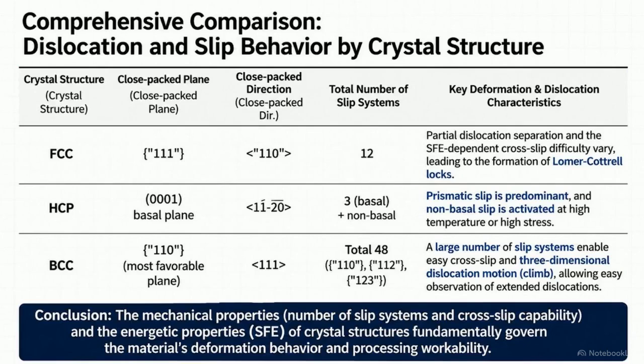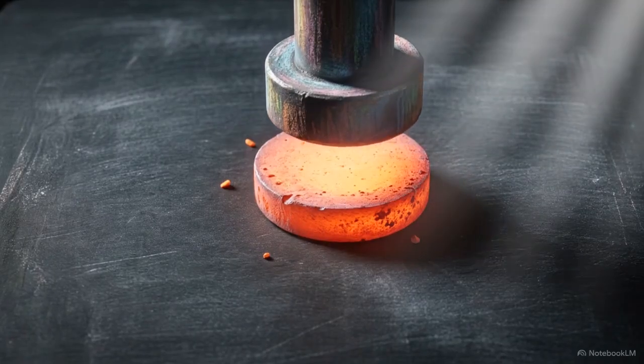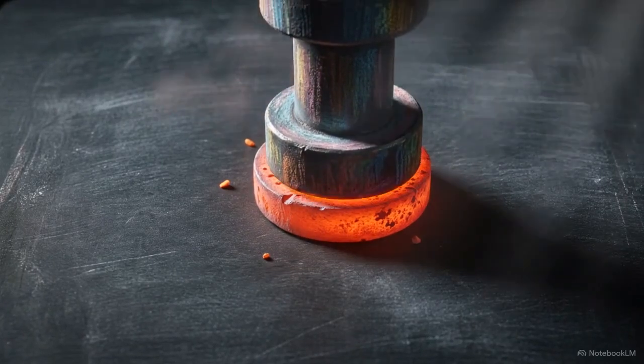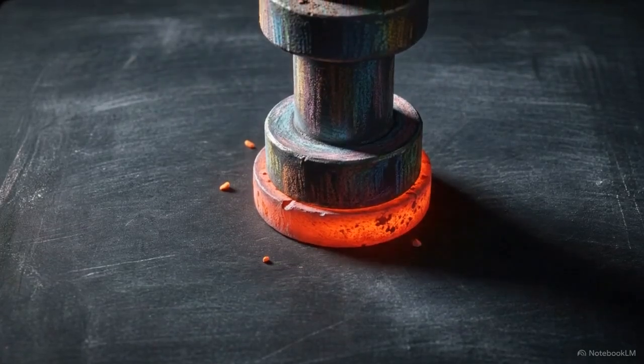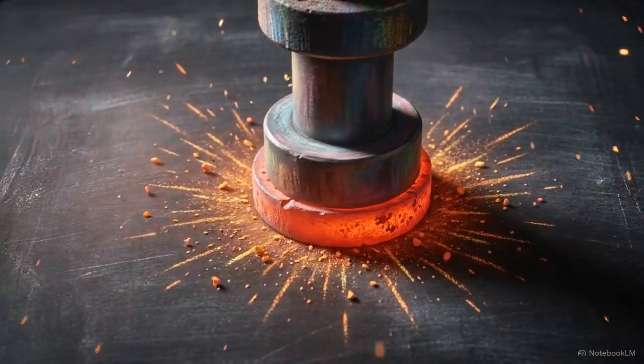The FCC row identifies a structure with high slip capability, heavily regulated by SFE and immobile locks. These rows contrast HCP's brittle anisotropy against BCC's massive 48-system mobility. Ultimately, the macroscopic engineering reality of metal forming and structural failure relies on exploiting these exact microscopic crystallographic constraints.